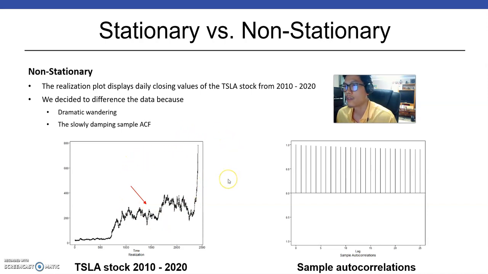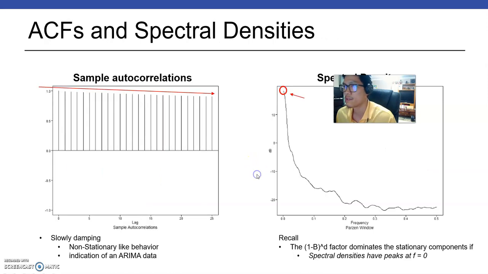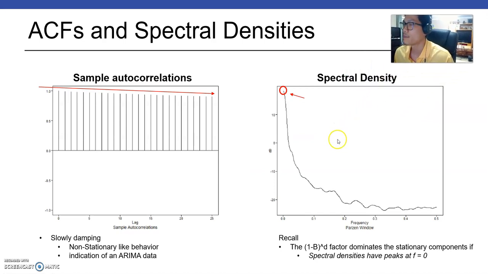Here you can notice non-stationary behavior. You can see that the mean is not constant with time, the variance is not constant with time, and the ACFs show slowly dampening behavior, which is a strong indication of non-stationarity. The spectral density has a peak at 0, which indicates wandering behavior. There's a lack of any other peaks, which would suggest other cyclic behaviors.